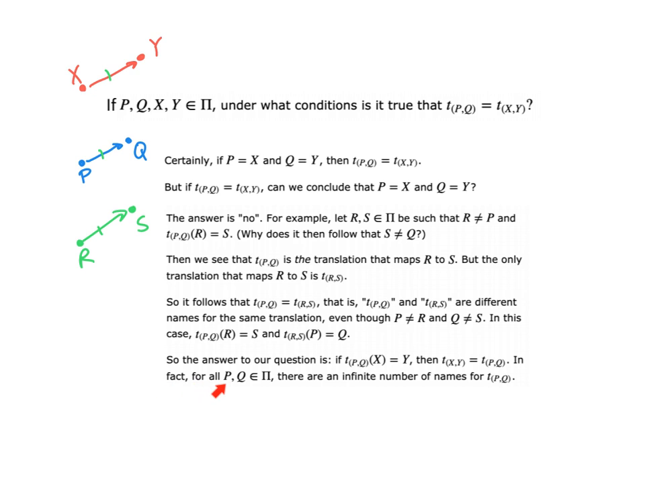In fact, for all P and Q in the plane, there are an infinite number of names for T sub P comma Q. So in this case, if you take a look at it, I could name that translation T sub X comma Y, T sub P comma Q, and T sub R comma S. And really, anytime I find a point in the plane that takes that point to another under this translation, I have a new name.